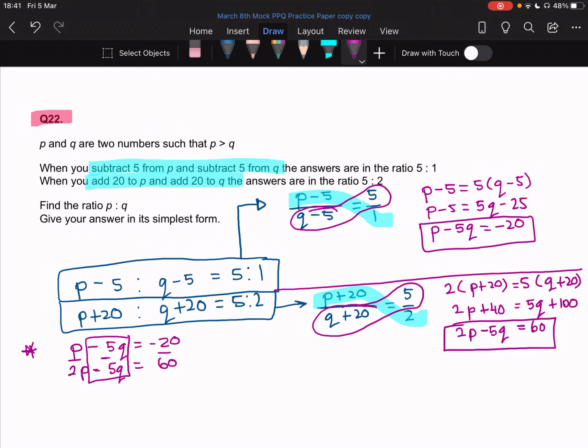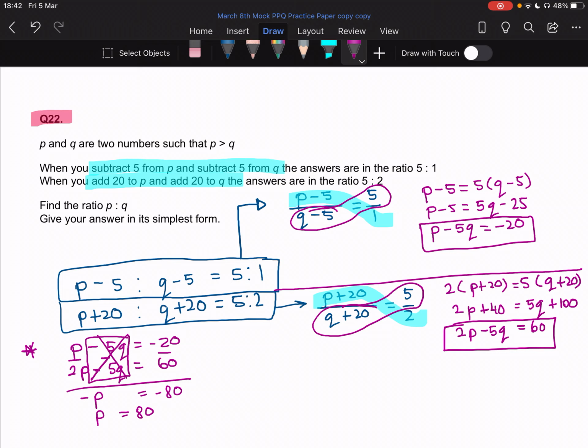So I'm doing P minus 2P, that's minus P. My Qs have cancelled out. Minus 20 minus 60 is minus 80. So that means P is going to be equal to positive 80.